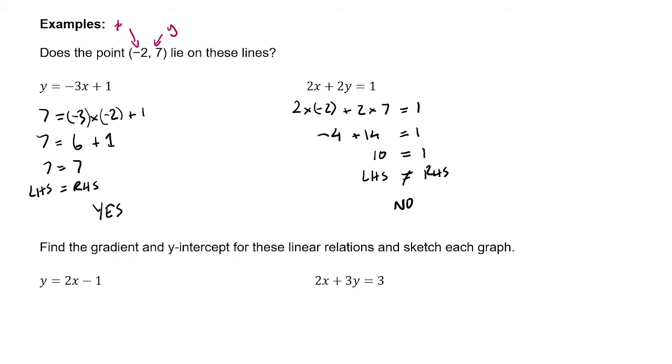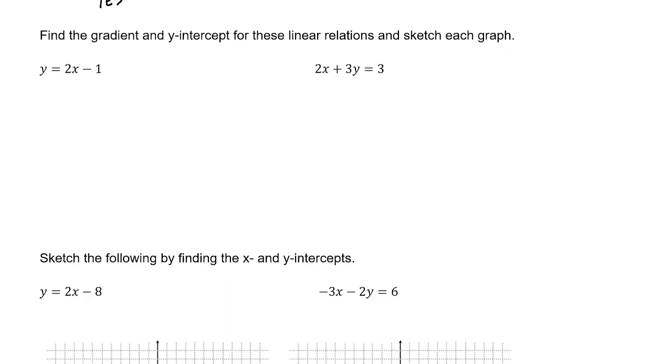Okay, let's get the next one done. Let's find the gradient and the y-intercept for these linear relations and sketch each graph. We're not going to sketch these particular graphs, we're just going to find the gradient and the y-intercept for them. I'm just going to cross that little bit out. So our first one, our gradient and y-intercept. Well, this first one's pretty easy. We just need to identify the bits and pieces. So here is our gradient. So m equals 2.